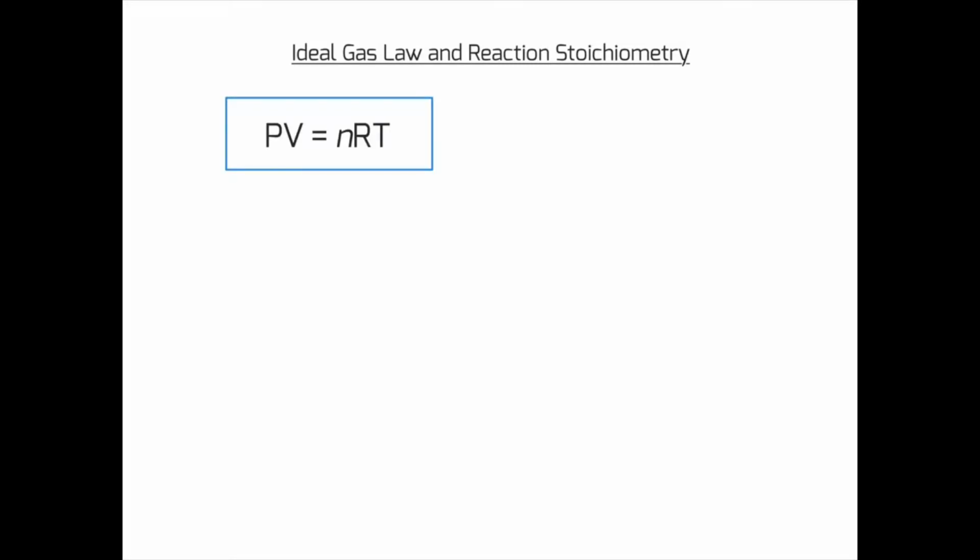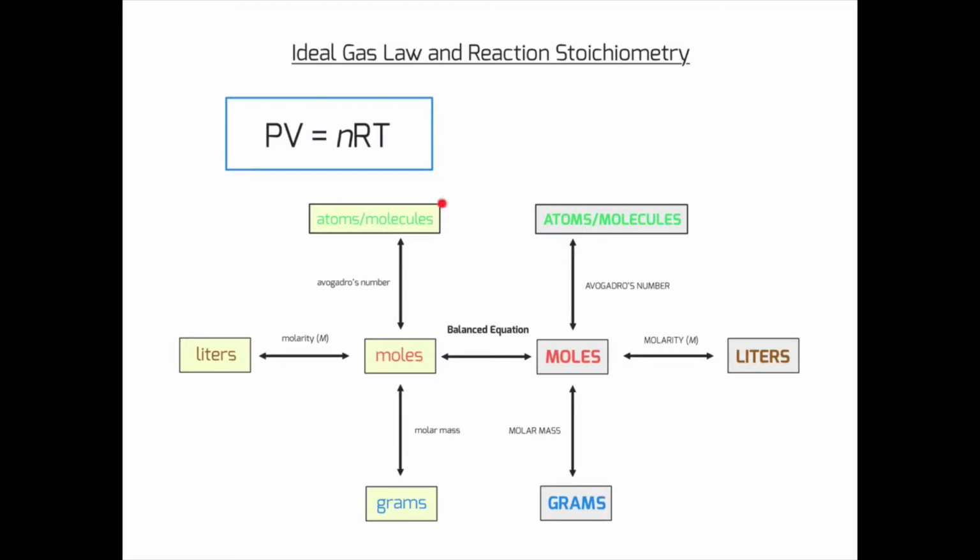So our ideal gas law is PV equals nRT, and this is our diagram for our reaction stoichiometry. Our reaction stoichiometry diagram is sort of a roadmap for conversion. It tells us how to convert between units within the same substance, and it also tells us how to convert from one substance to a different substance using the balanced equation. So you might be wondering, what does this have to do with our ideal gas law?